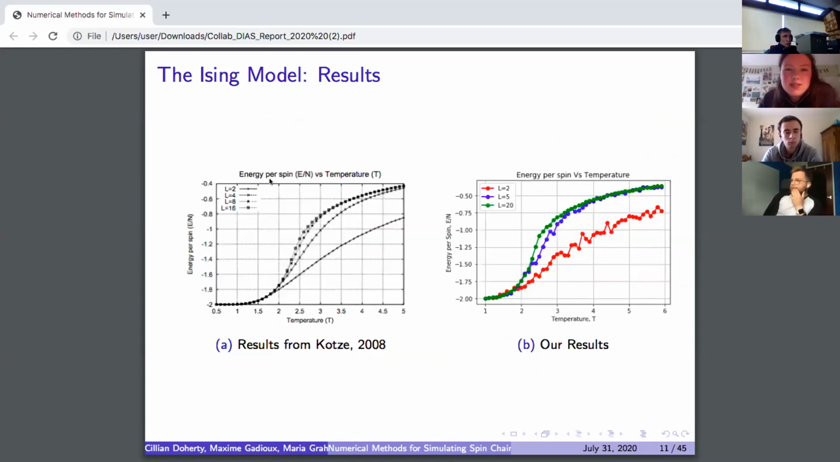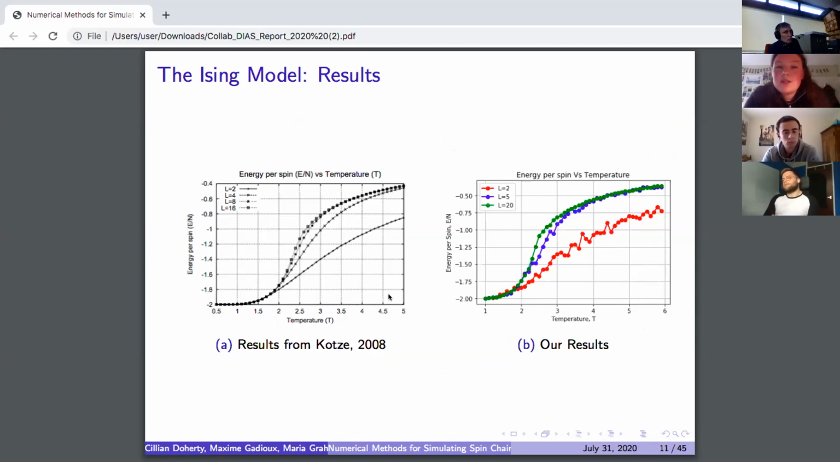So these were the results that we got. This figure A on the left here was taken from the paper that we were reproducing the results from. So here you can see it's set for 4 different dimensions of the lattice, going from 2 by 2 to 16 by 16, with the curve being more pronounced as the n is increased. And a phase transition occurring at approximately 2.1, 2.2.